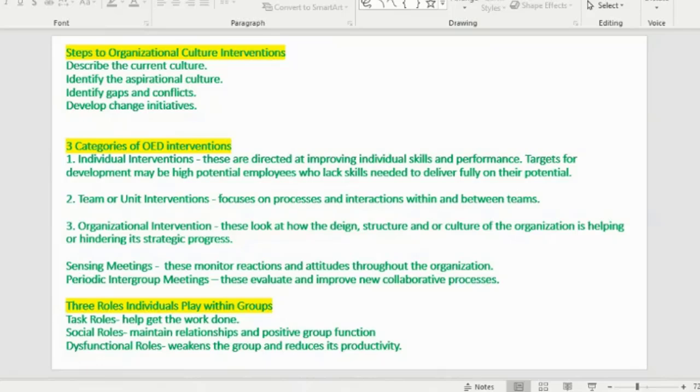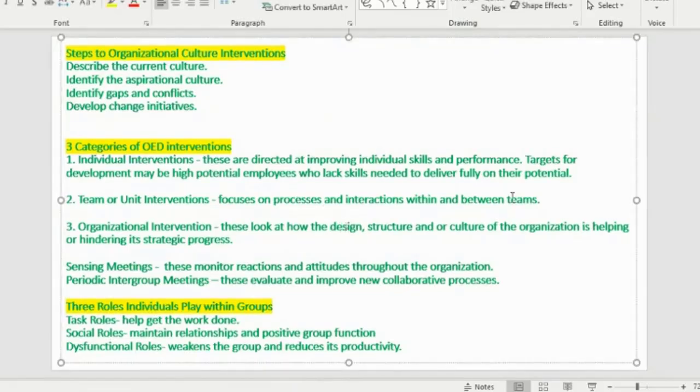Now, the second category of OED intervention would be the team or business unit interventions. Now, this would focus on processes and interactions within and between the teams. The third would be organizational interventions, which would impact the entire organization. Now, this would look at how the design, structure, and or the culture of that organization is helping or hindering its strategic process.